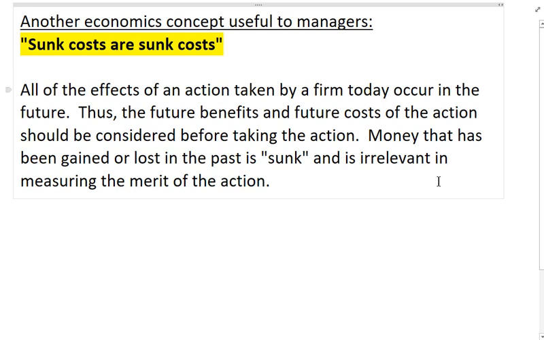Another concept from economics is sunk costs. Now, a sunk cost is something they talk about more in chapter 2, and we'll talk about it more. But it's the cost you've already paid that you cannot recover. And once it's gone, it's gone. And it should be irrelevant to what you decide to do with a future decision.